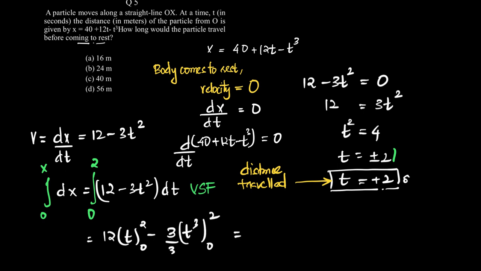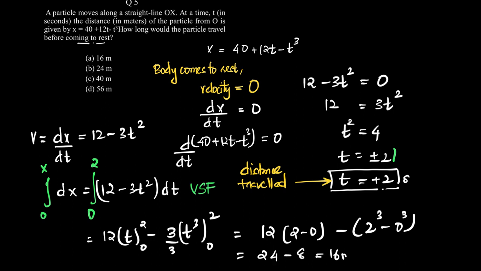So this will simplify as 12 into 2 minus 0, minus 2 cube minus 0 cube, which is equal to 12 into 2 is 24, minus 2 cube is 8. So 24 minus 8 is 16 meter, and therefore the correct option is option A.